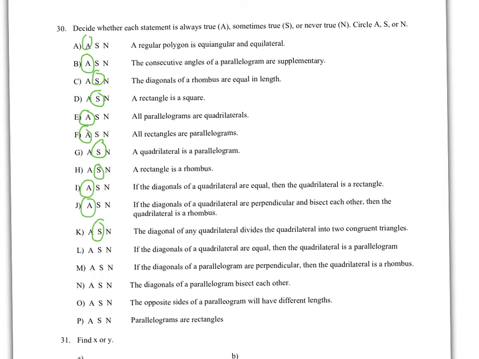If the diagonals of a quadrilateral are equal, then the quadrilateral is a parallelogram. That is sometimes true, but not always true. It's true if it's a rectangle, but if it's not a rectangle, then it's not true. For instance, a rhombus is a parallelogram, and the diagonals are not always congruent in a rhombus. If the diagonals of a parallelogram are perpendicular, then the quadrilateral is a rhombus. That is always true. That's how we test a rhombus. Similar to a previous one we looked at. Diagonals of a parallelogram bisect each other. That's always the case. One of the properties of a parallelogram.